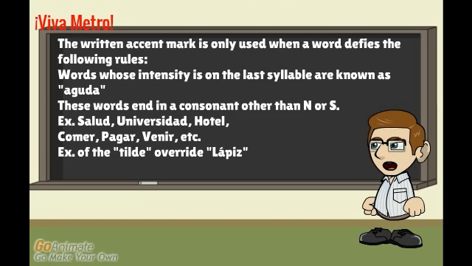Salud, universidad, hotel, comer, pagar, venir. The last example is the example of a tilde override, as I like to call it. You notice the word lápiz ends in a Z. That is another consonant other than N or S. Therefore, the word lápiz should be pronounced lápiz, but it has an accent over the A, so it voids the previous rule and is always pronounced lápiz.